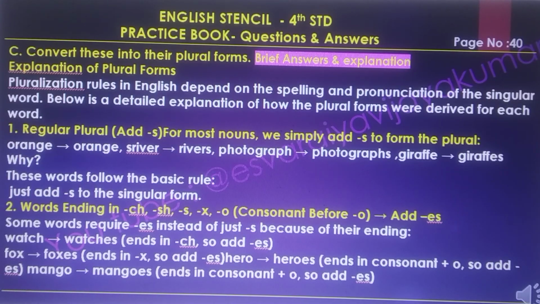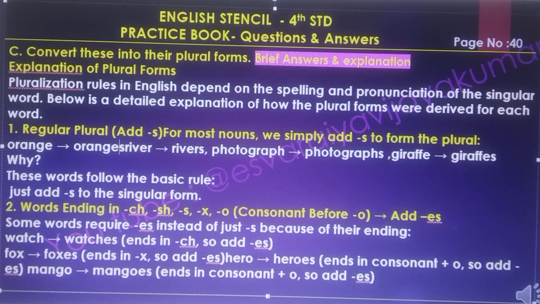And explanations of plural forms. Pluralization rules in English depend on the spelling and punctuation of the singular words. Below is a detailed explanation of how the plural forms were derived for each word. Regular plurals add s. For most nouns we simply add s to form the plural. Oranges, rivers, photographs, giraffes. These words follow the basic rule. Just add s to the singular form.